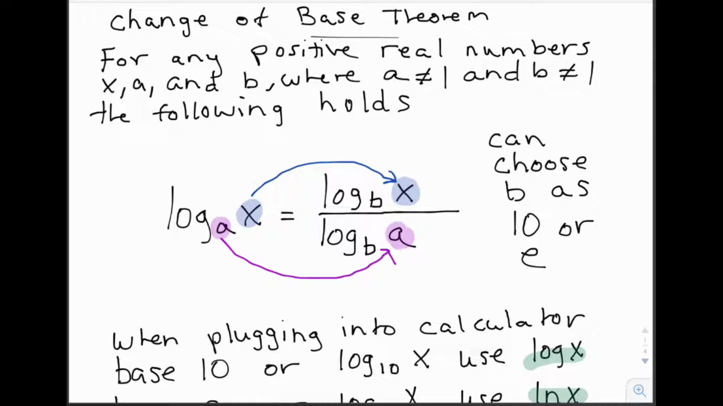The key thing here is that we have these log bases of b, and we can choose b as 10 or we could choose it as e. So you could have a log base of 10 or you could choose a log base of e, but you need to be consistent. Second, we have our x, it goes to the top, and then we have our a, and it goes to the bottom.